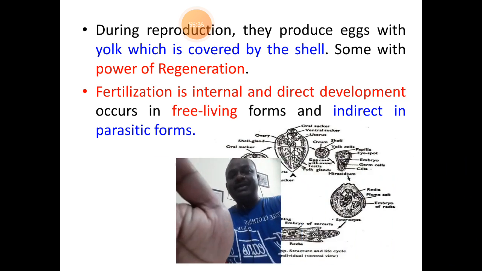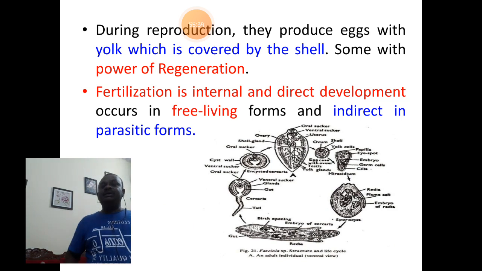Now, the organisms of flatworms show reproduction and produce eggs. Eggs will have the yolk, the reserved food material, which is covered by a hard shell.